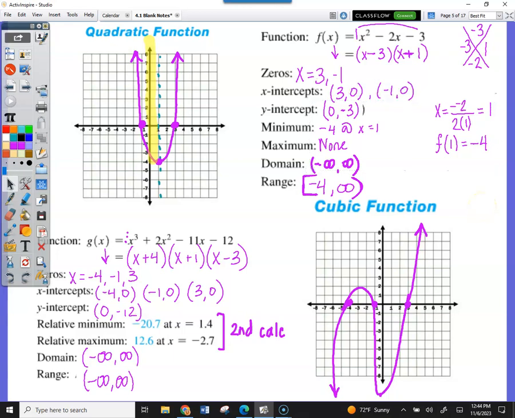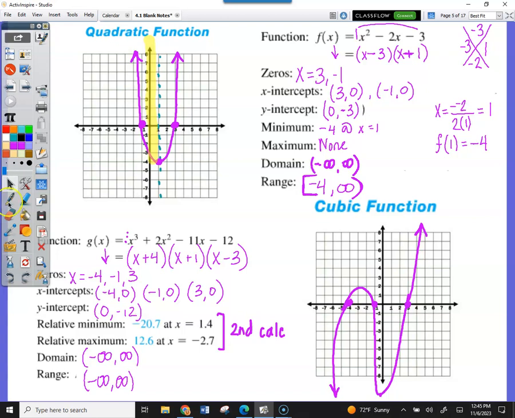Domain, all real numbers, because it's opening up and going out. So it's going to cover the whole x-axis. Range, you're going to have to look at the graph to get an idea of range. If it's opening up, then it's going to start somewhere and go to infinity. If it's opening down, then it's going to come from negative infinity and top off. But you use the y value of the vertex for the range.